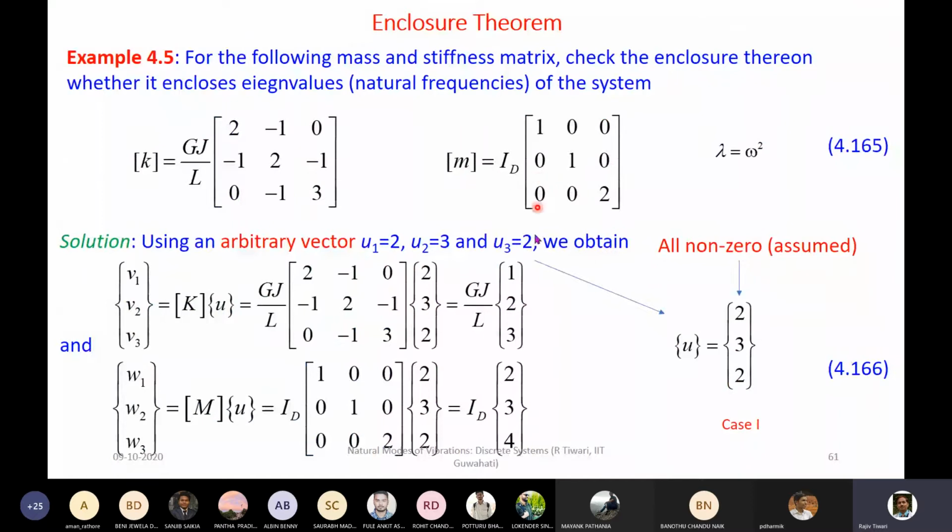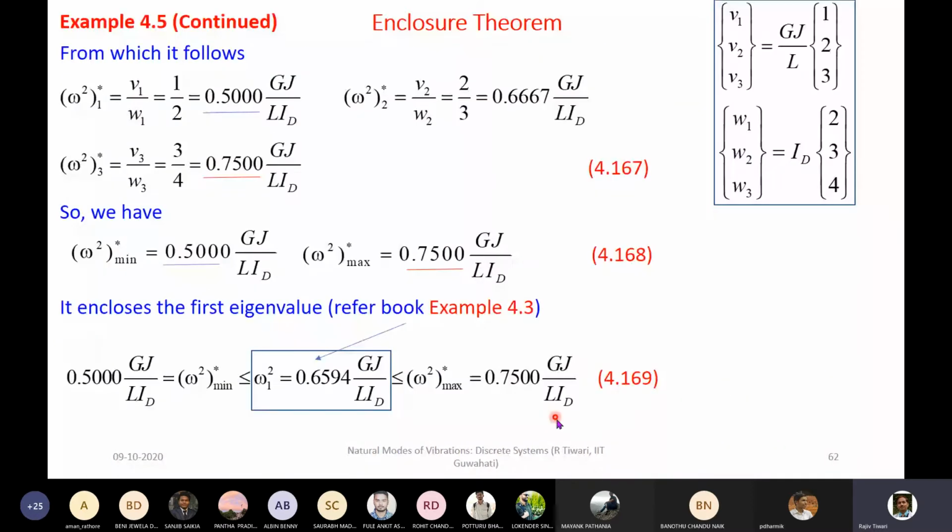If we find that, I think in the book there is example 4.3 in which this has been solved using the conventional eigenvalue problem, and the square of the lowest natural frequency was 0.6594. So you can see whatever range we got, 0.5 to 0.75, it is enclosing that particular natural frequency.